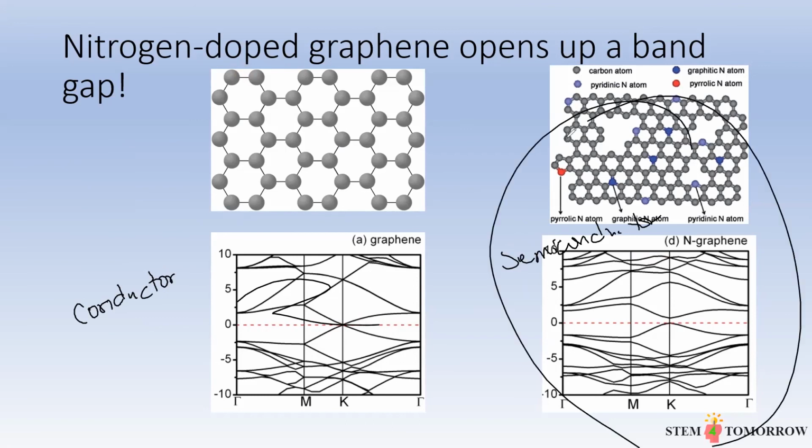And obviously there are a bunch of other properties. You can't just use any material that has a band gap. All right, but that's more complicated. All right, so are there any questions about band gaps or semiconductors?